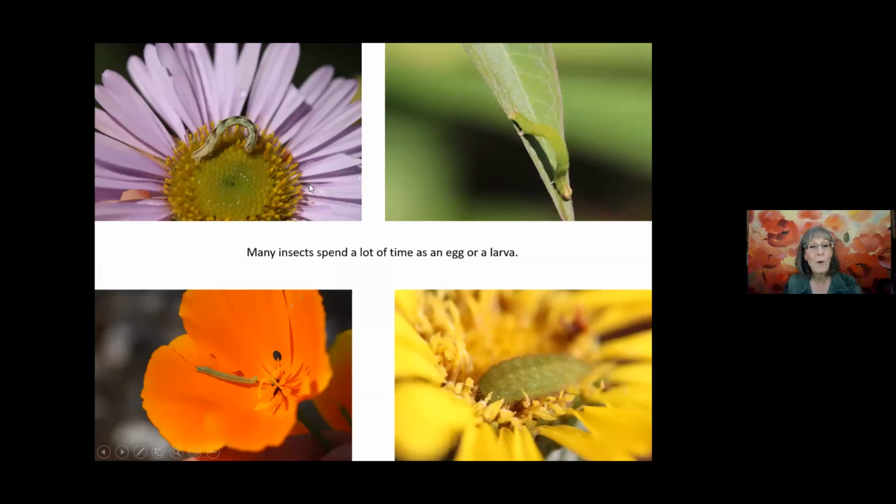So as I mentioned before, many insects spend a lot of time as an egg or a larva. So handy protein here, protein here. This little fellow on a beautiful poppy actually turns into a nice yellow moth. And other bugs are larvae. It's not just moths and butterflies, but a lot of beetles spend time as larvae as well.